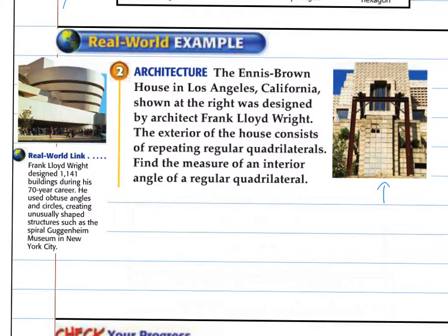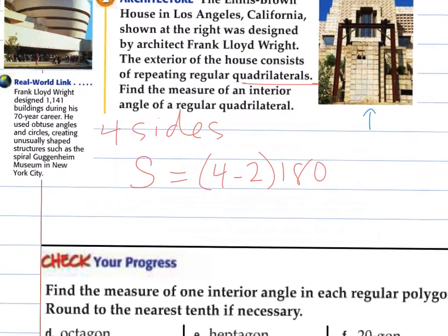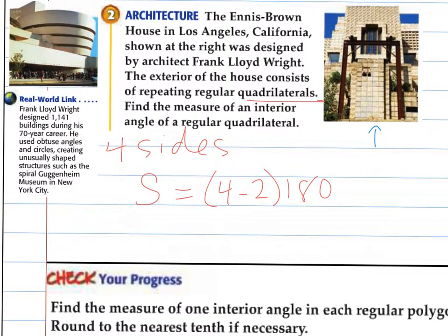So, how to do that? Well, first we have to find out how many total sides there are. A quadrilateral means it has 4 sides. So let's find the sum. The sum is 4 sides minus 2 times 180. So there's 2 triangles times 180. So a quadrilateral has a sum of angles of 360 degrees.